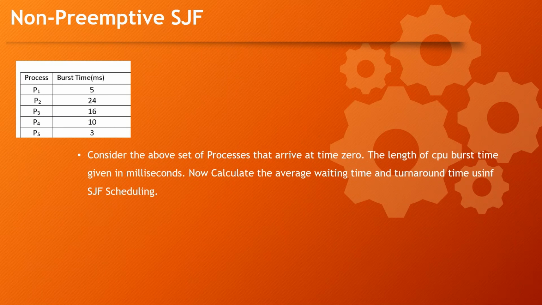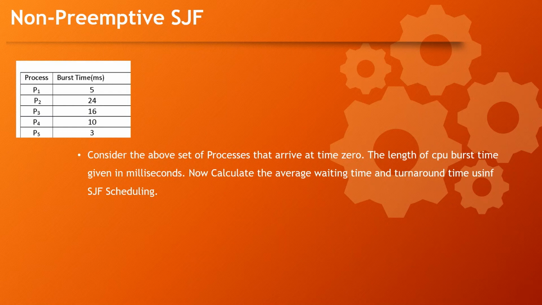Consider the above set of processes that arrive at time 0. The length of CPU burst time is given in milliseconds. Now calculate the average waiting time and turnaround time using SJF scheduling. You can notice here the arrival time is 0, which means at the 0th millisecond all the processes are present in the ready queue. So let us solve this.